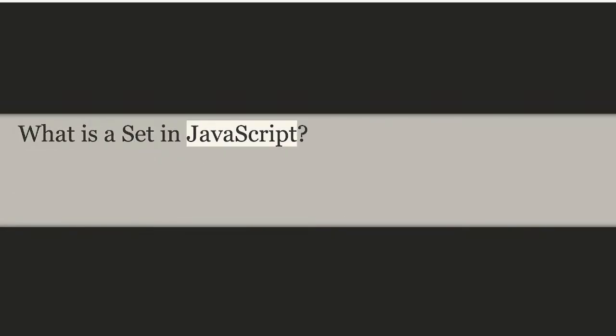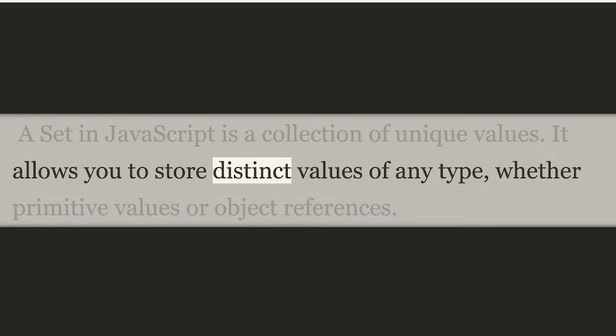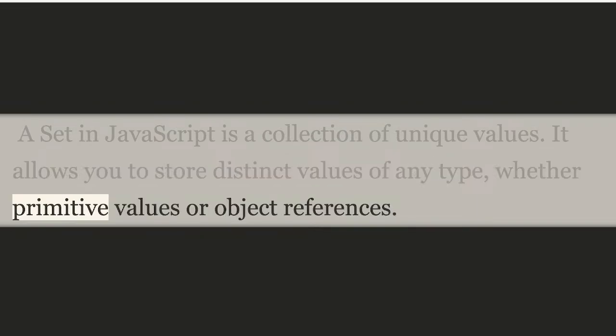What is a set in JavaScript? A set in JavaScript is a collection of unique values. It allows you to store distinct values of any type, whether primitive values or object references.